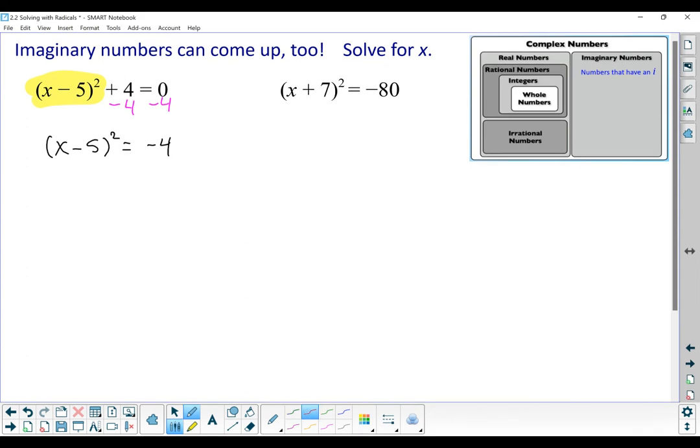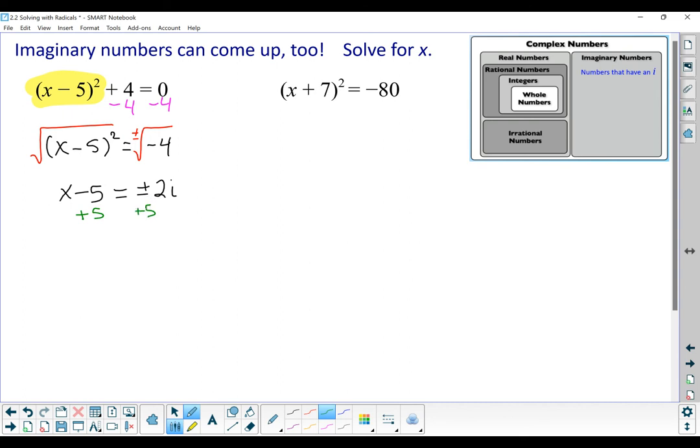Now we're ready to apply the square root to both sides of our equation. Don't forget your plus and minus symbol when you do that. On the left, we now have x minus 5 because the root and the power undid each other. And the square root of negative 4 is an imaginary number. It's the imaginary number 2i. Now to finish up solving this equation, we need to add 5 to both sides.